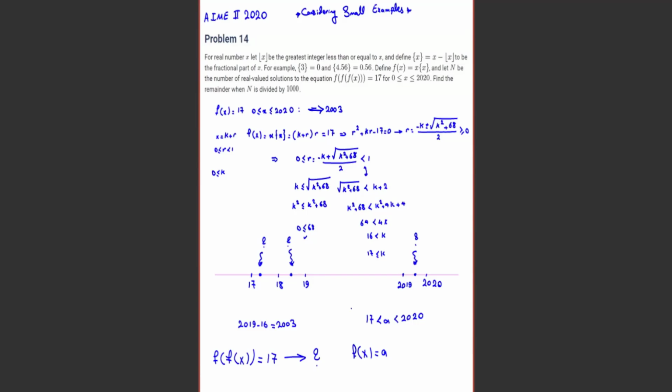So let me review this part again. Look, here it is the number. A can be this one, can be this one. We know f of x is this one, then f of x will be 17. A is from 17 to 2020. Try to find for f of x equals a. How many answers are there? Exactly, use the same approach and find your answer in terms of a. Try.